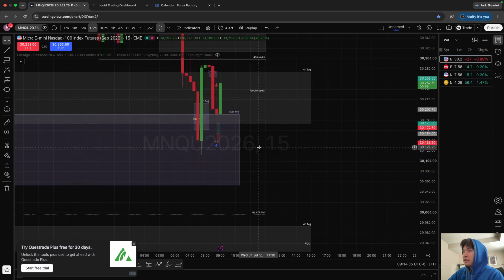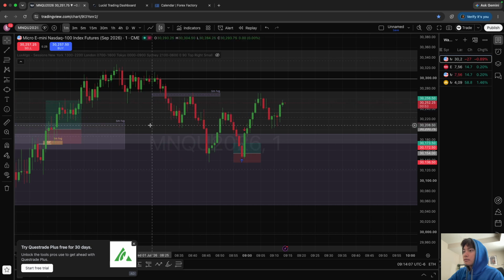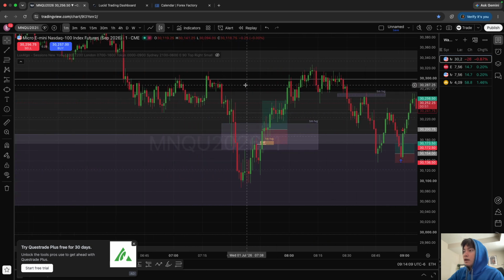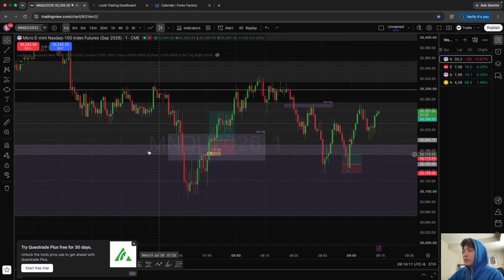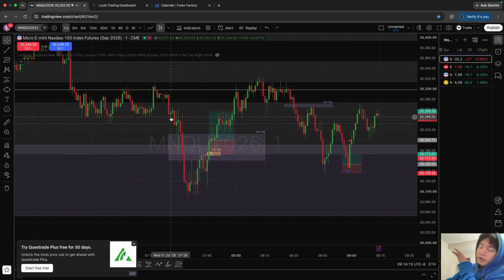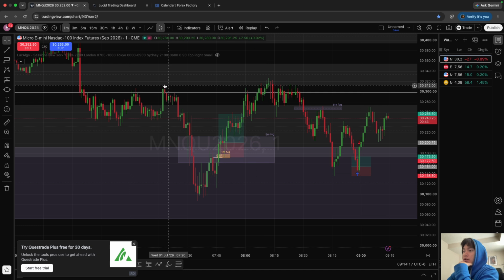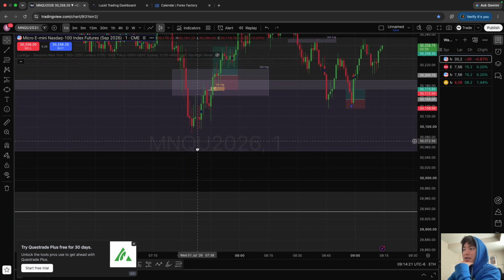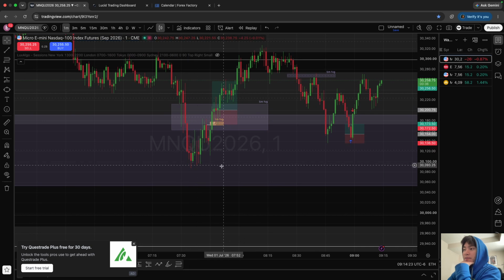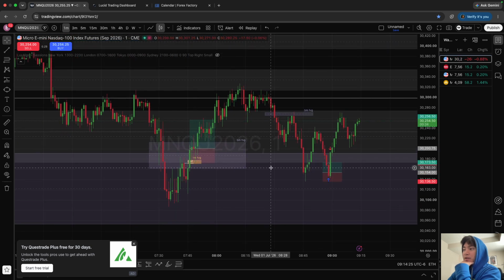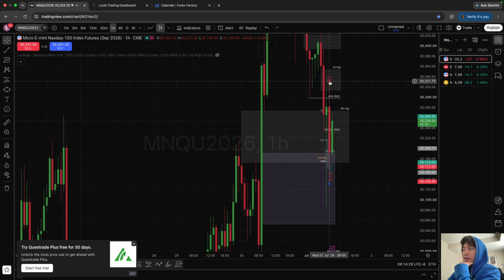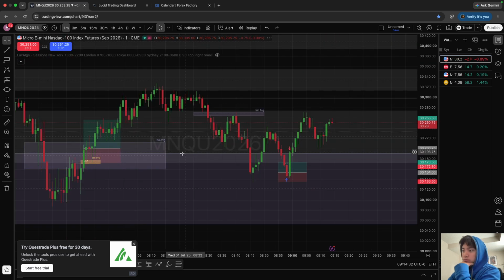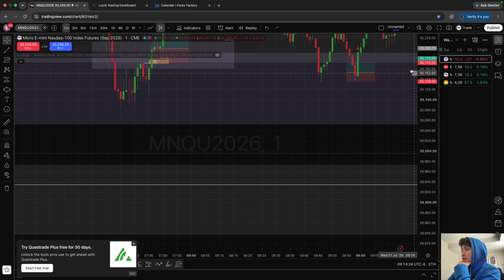So coming into New York session, I wanted price to manipulate. Well, no, I didn't want price. We react to what price does, but if price disrespects this 15-minute gap, then most likely we're gonna get a continuation down. If we respect it, then we're gonna look for a long setup into this unmitigated 1 hour bearish gap, which happened.